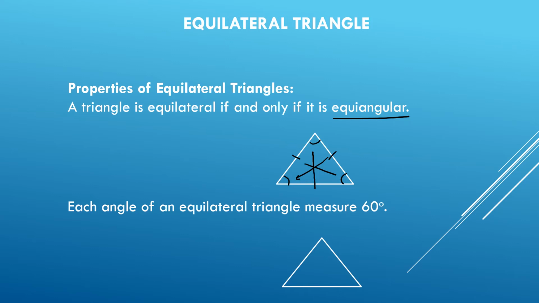Since we know that the angles in an equilateral triangle are equal, let's assume the angles to be x. Let's set up the expression to solve for x. x plus x plus x equals 180. Let's combine like terms. So 3x equals 180. We'll divide by 3 on both sides to solve for x, and x equals 60 degrees. So the measure of each angle in an equilateral triangle is 60 degrees.